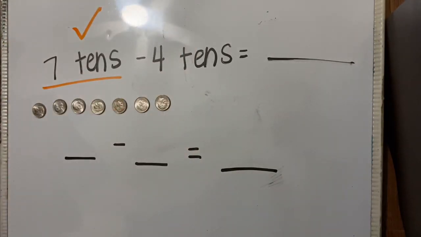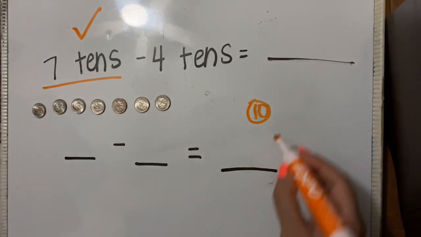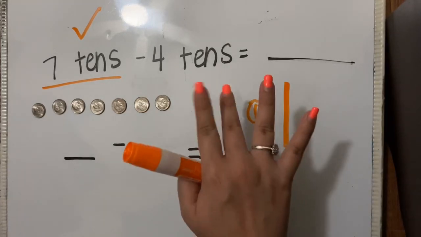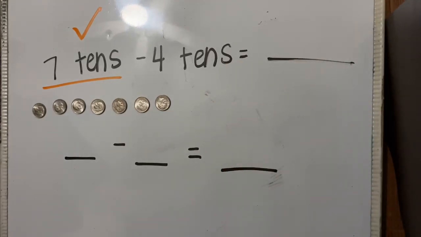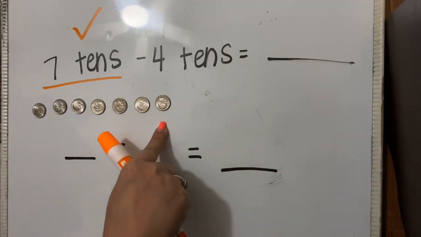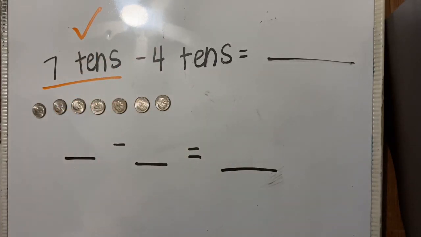Now, if you don't have dimes, that's okay. You can draw your circles and put the number 10 inside. You can draw your quick tens, or you can even use your fingers. So anything like that would work. All right, so I have my 7 tens here, and I'm taking things away, which means they're going to be leaving or being crossed out.